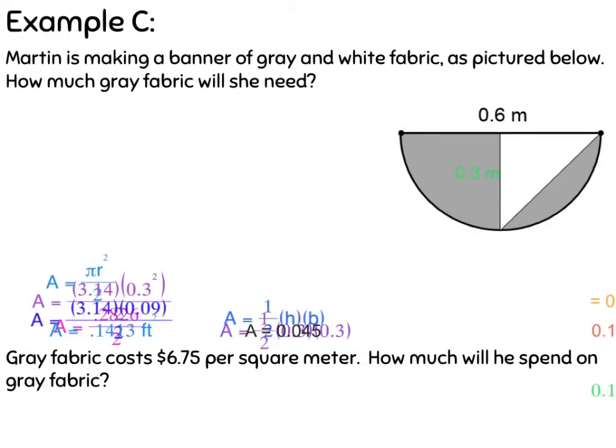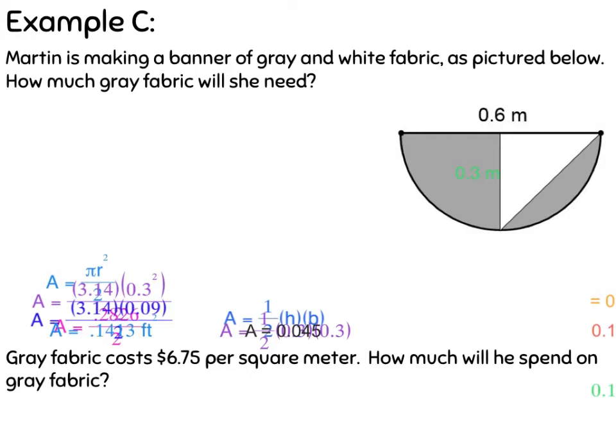Okay, this problem says Martin is making a banner of gray and white fabric as pictured below. How much gray fabric will he need? So we have 2 shapes here. We've got a semicircle and we've got a triangle. So we have to figure out what the triangle is and the semicircle is and remove out the triangle because that's the white fabric and we're not looking for the white fabric.